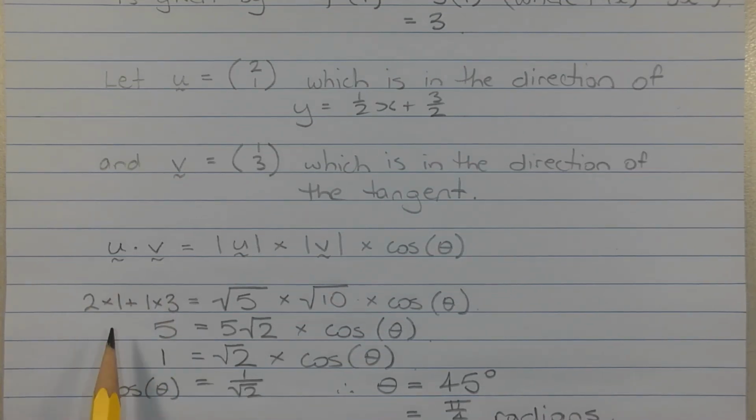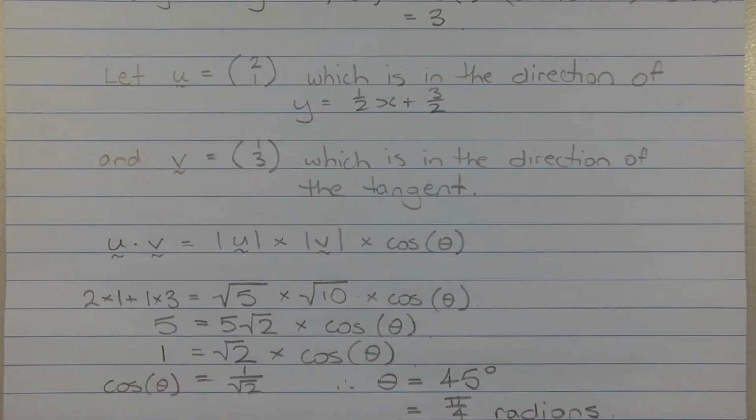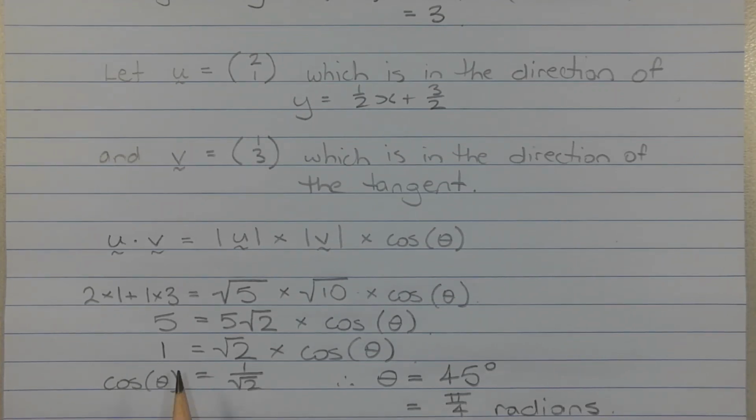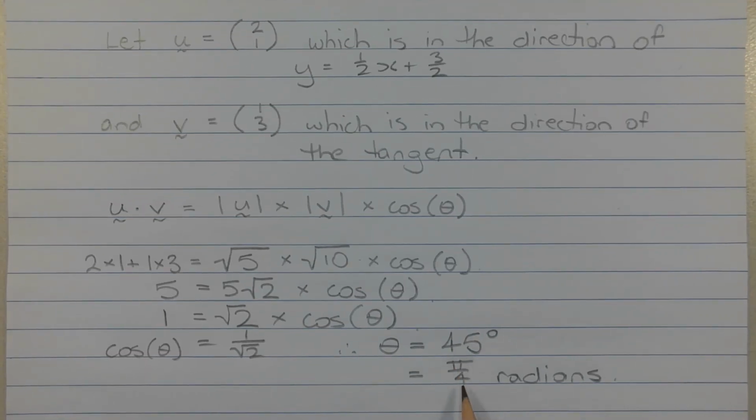So on the left-hand side, 2 times 1 plus 1 times 3 equals 5. And on the right-hand side, root 5 times root 10 is root 50, and that can be expressed as 5 root 2 in simplest form. So we get 5 is equal to 5 root 2 times cos theta. Dividing both sides of that equation by 5, we get 1 equals root 2 times cos theta. Then making cos theta the subject, we get cos theta is equal to 1 over root 2. And that's a familiar ratio there. If we take inverse cos of both sides, we get theta is equal to 45 degrees, which is pi over 4 in radians.